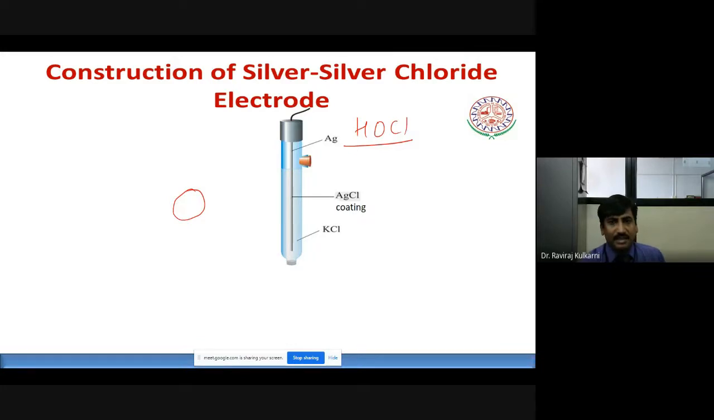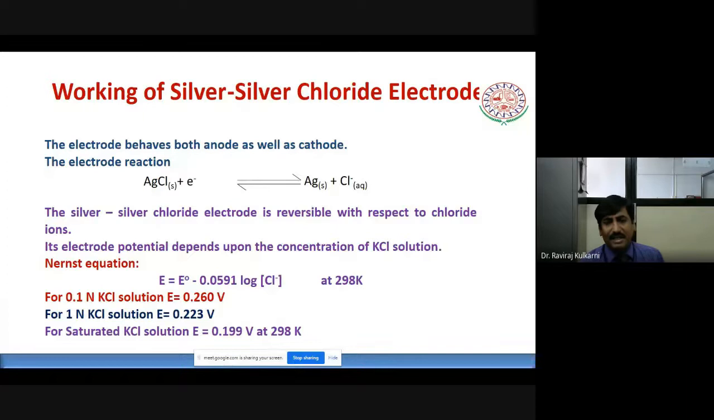Right. So this is the AgCl electrode. When I say it acts as a secondary reference electrode, it should behave as both anode as well as cathode.